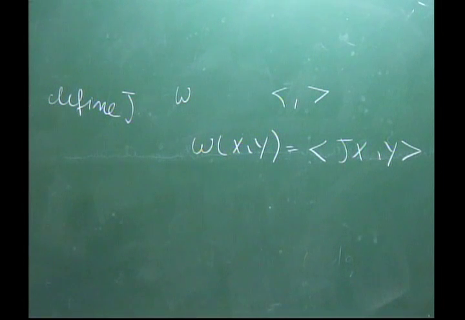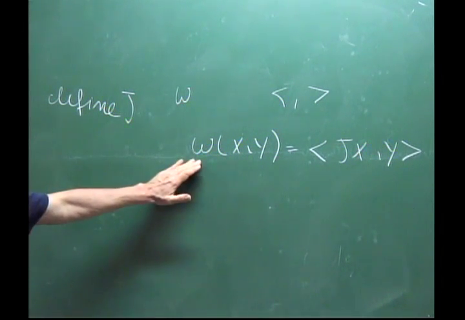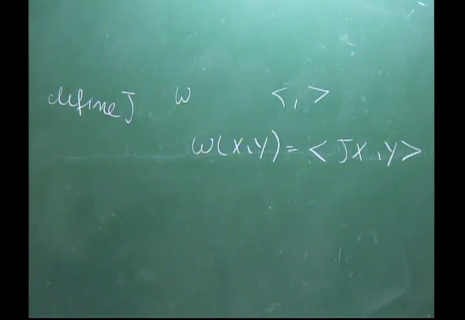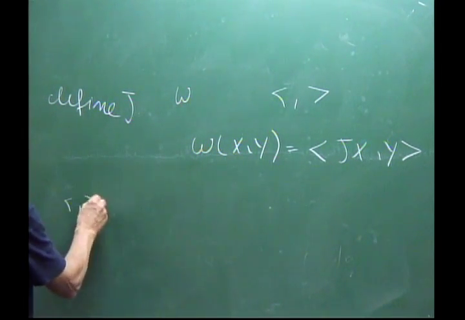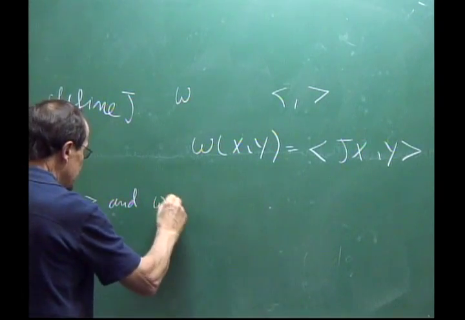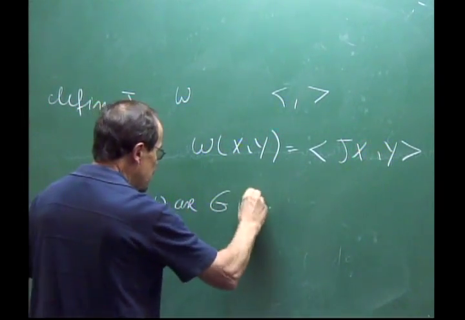Of course, right now I don't know anything about J yet. I'm not saying it's a compact structure. It could even have a large kernel. I don't know, it's not degenerate. I don't know very much yet. But I certainly can define J in this fashion. What's the next thing I can say? Okay. The metric and omega are G invariant.